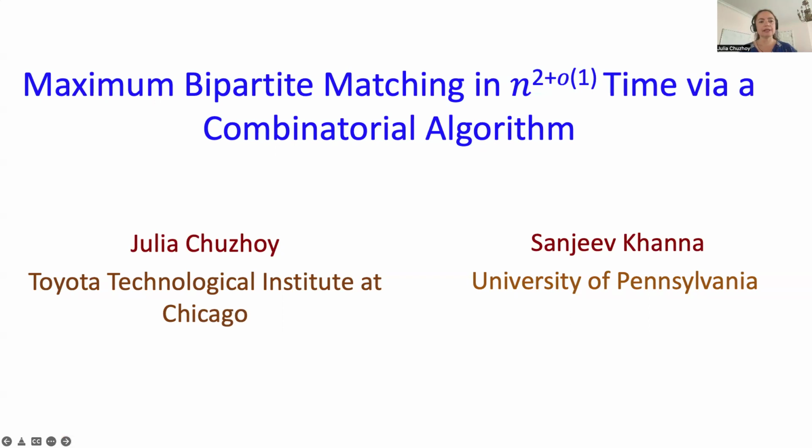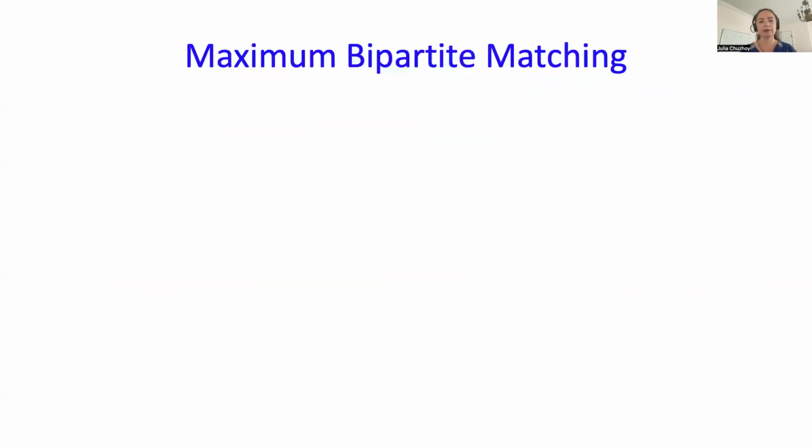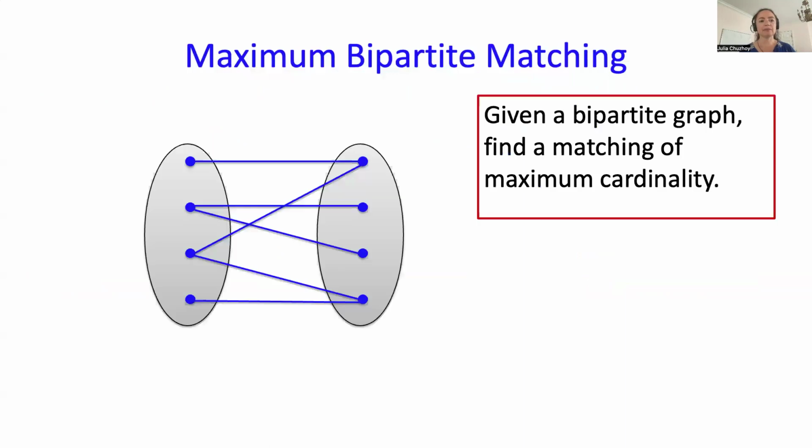So this talk is about maximum bipartite matching in roughly n squared time via a combinatorial algorithm, and this is joint work with Sanjeev Khanna. In the bipartite matching problem, we are given a bipartite graph, and our goal is to compute a matching of maximum cardinality in this graph, for example, this matching.